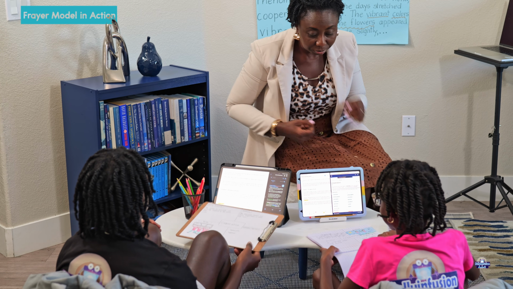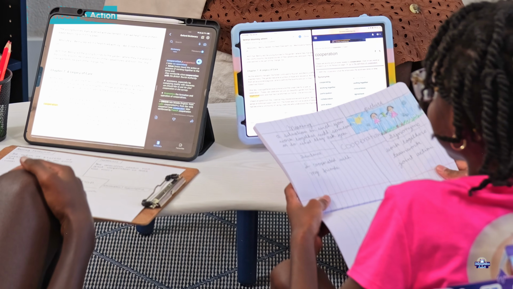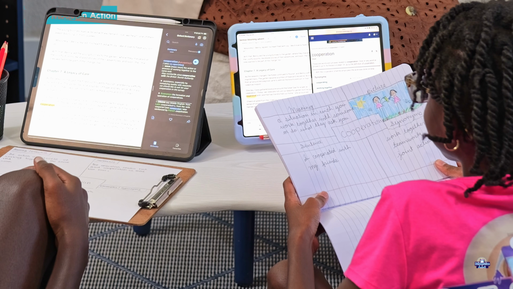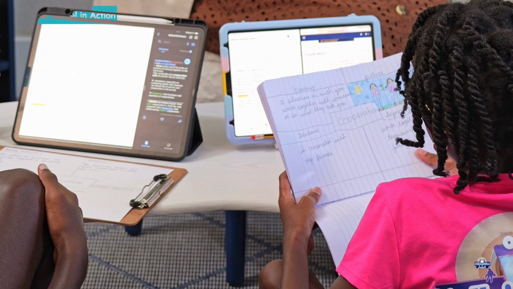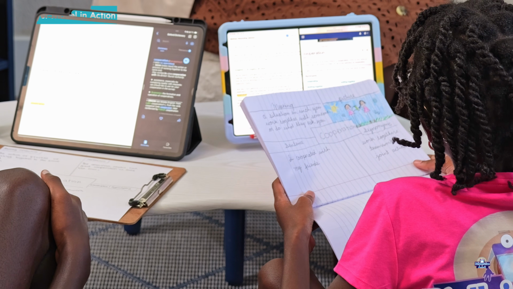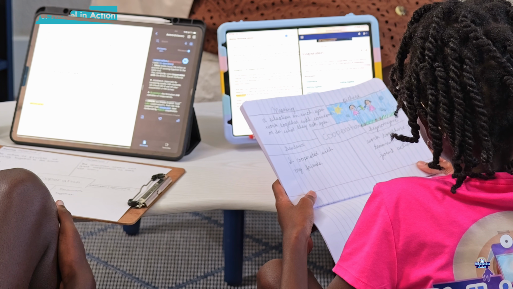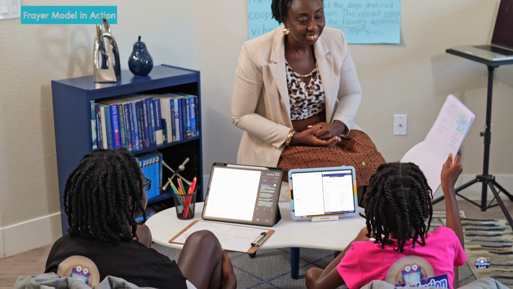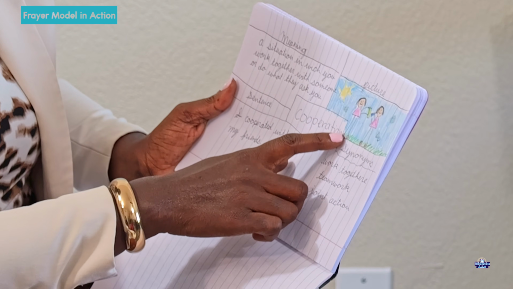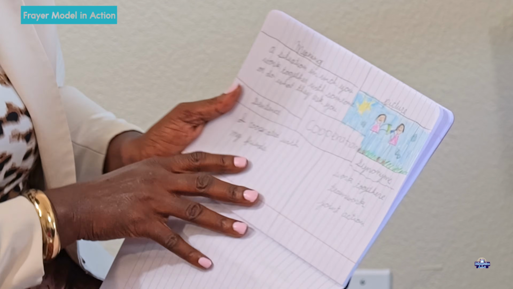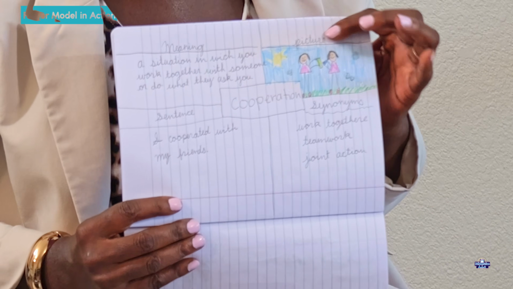Makai, what do you have? Cooperation, the meaning, a situation in which you work together with someone or do what they ask you. Synonyms are work together, teamwork, joint action. This is my picture. Oh, wow. Wow. You're really working together. I like it. All right.